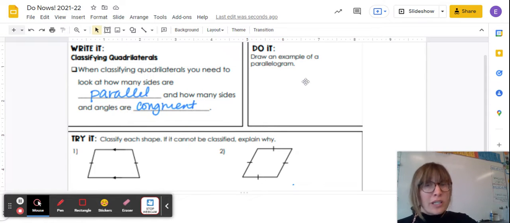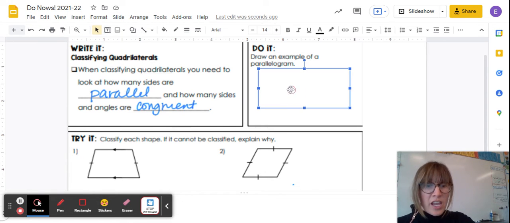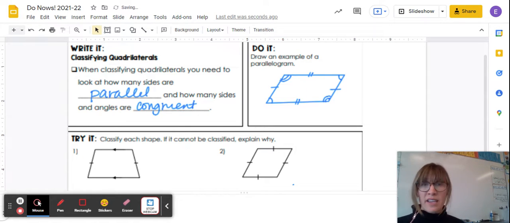Okay, so you get to try it here. So draw an example of a parallelogram. Go ahead and pause the video and try it out. Great. So here's mine. Yours might look the same.